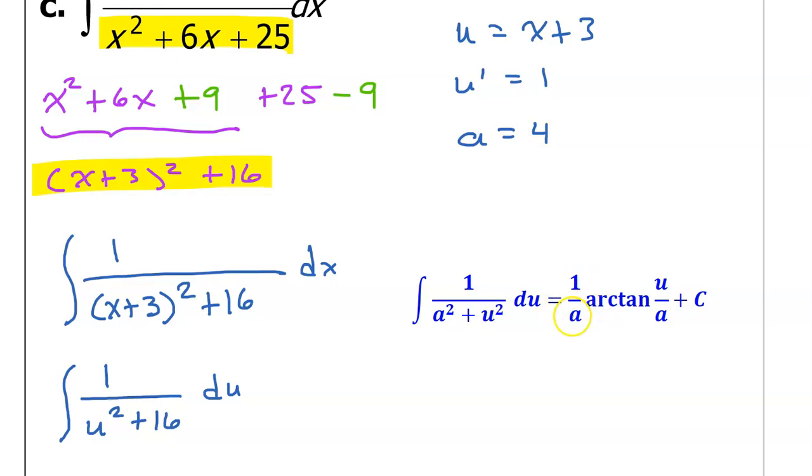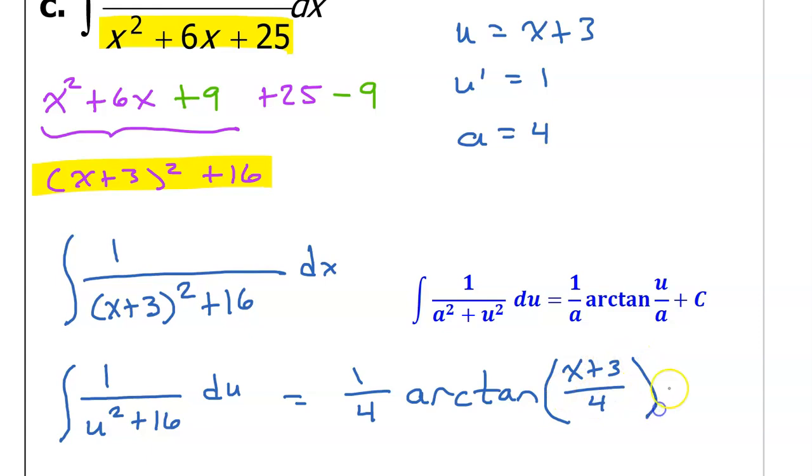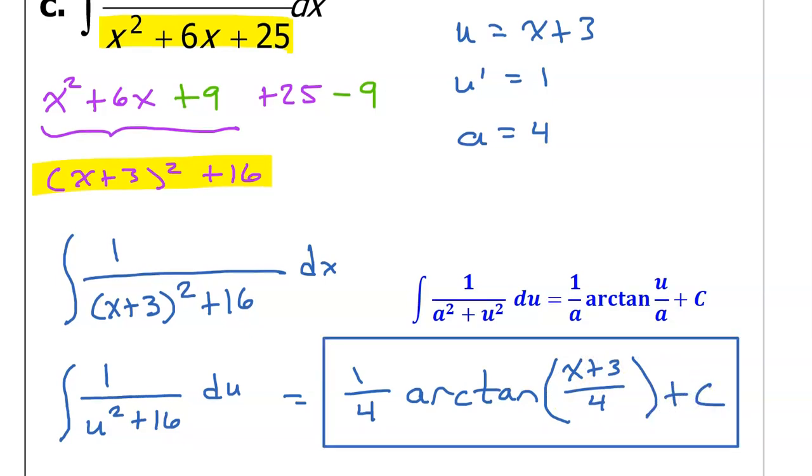We see 1 over a, so that's going to be 1 over 4. And then we have arctangent of u over a. But u is x plus 3, so we will have x plus 3 over 4. And this, my friends, is the final answer.